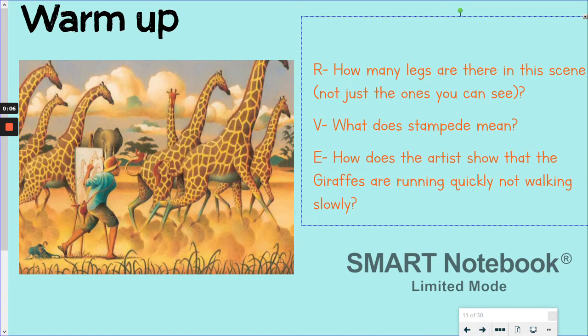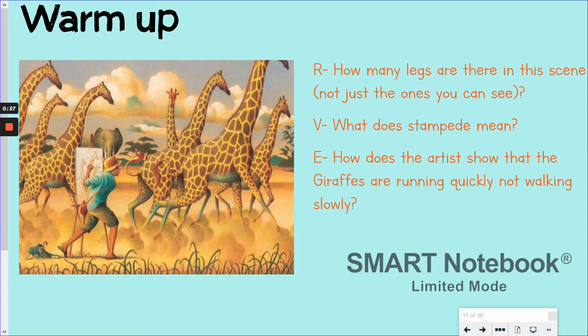So today for our warm-up we've got another picture to look at and we're going to apply some VIPERS skills to the picture that we've got here. The first question is going to be a retrieval question. It's a bit of a thinker. How many legs are there in this scene? So in the picture, how many legs are there? Now we're going to have to think not just the legs that we can see. Of all the animals that are in the scene, how many legs are there in total? It's a bit of a thinking question, that one.